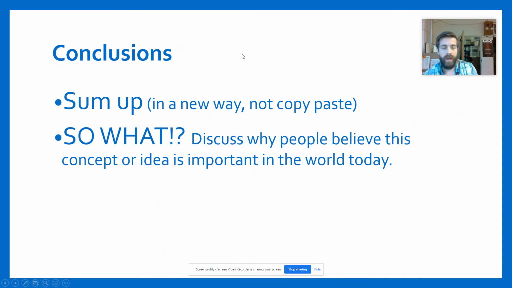And then lastly, really briefly, this doesn't have to be anything long. You're going to sum up this side's argument and kind of explain so what. So why do people who have this perspective believe this is important or the right way to view the world today? Don't go crazy. Conclusions don't have to be super long, at least in this section of your paper. Maybe 3-4 sentences would be plenty.